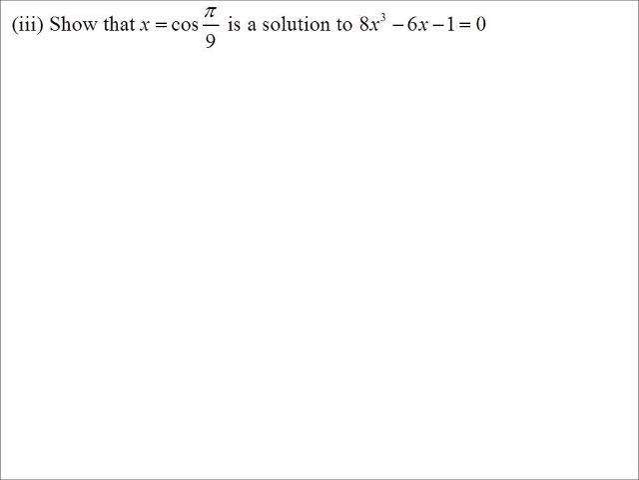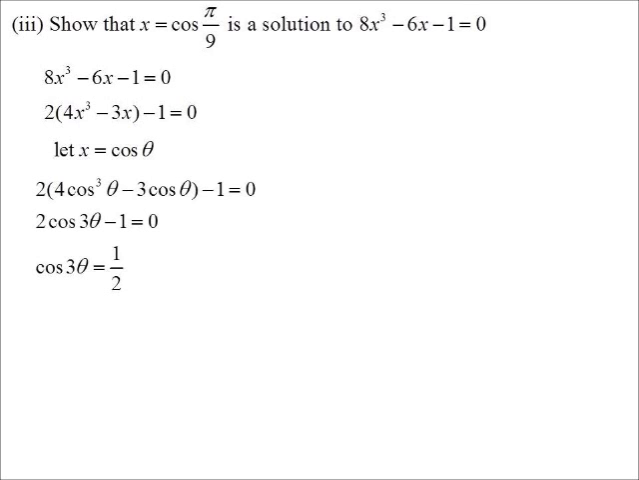Look at the coefficient, look at the power. It was 4 cos cubed, I've got 8x cubed. It was minus 3 cos, I've got minus 6x. So I could rewrite that as 2 lots of 4x cubed minus 3x and make a substitution, x equals cos theta. And then by substituting in, I can then say, what's inside the parentheses? Well, hang on, that's what we just showed was cos 3 theta. And we get a very simple little trig equation to solve.